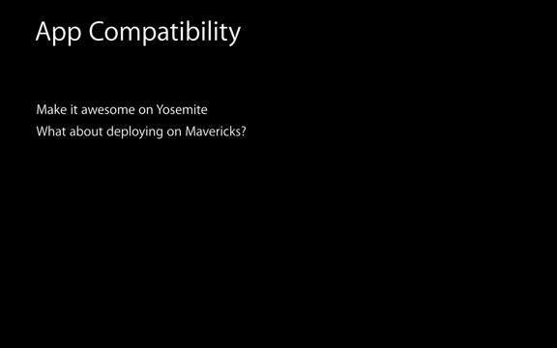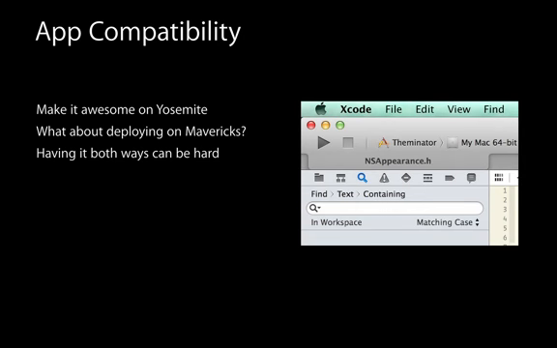But what about deploying on Mavericks? It's quite legitimate to want to have an application that works both on Mavericks and on Yosemite, so that you can support all of your customers. Well, having it both ways can be quite challenging, given the changes that we've made in the design of OS X. As a case study, I'd like to show Xcode here.